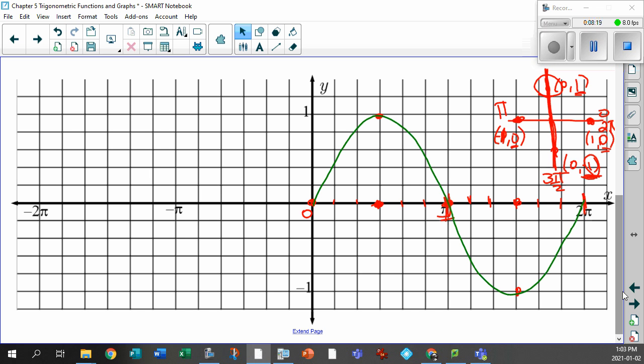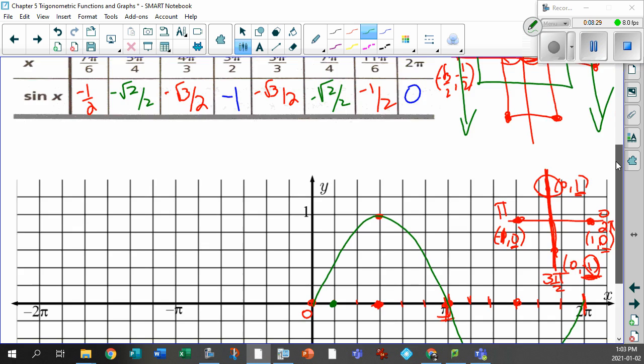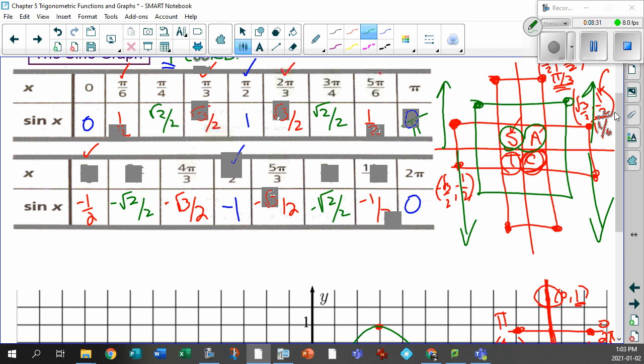Let's look at some of the values here. Do you remember some of the values? Do you remember pi over 6, which would be this value right here? That would be your pi over 6. Now, remember what pi over 6 was? Let's go back and check it out. Pi over 6 was in fact 1/2.